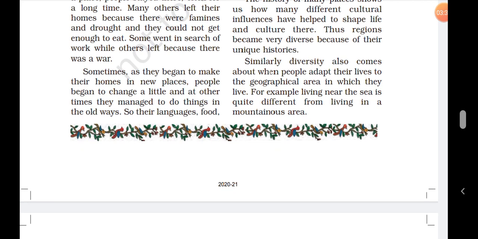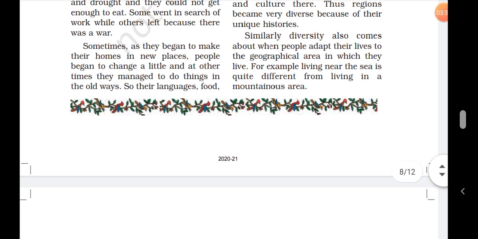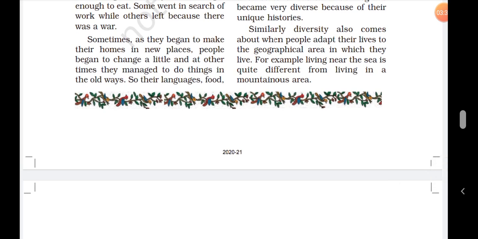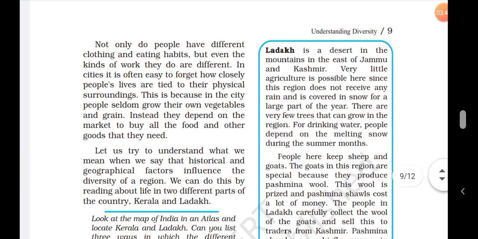Similarly, diversity also comes about when people adapt their lives to the geographical area in which they live. For example, living near the sea is quite different from living in a mountain area. Okay, mountain area की life totally different होती है और sea area की life totally different होती है. Not only do people have different clothing and eating habits, but even the kinds of work they do are different. Okay, in cities it is often easy to forget how closely people's lives are tied to their physical surroundings. This is because in the city people seldom grow their own vegetables and grains.